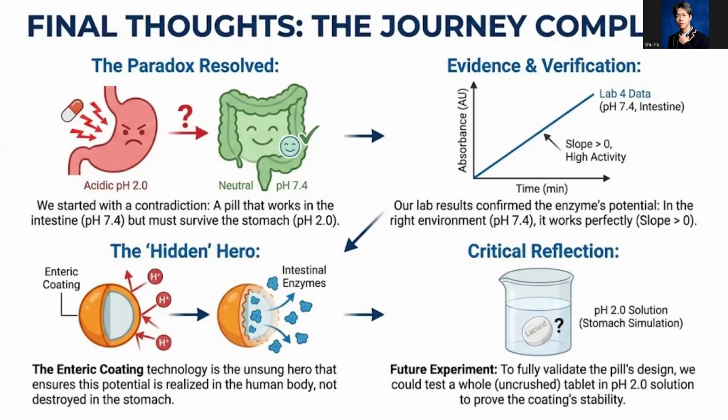A critical reflection could be this: if we wanted to fully validate the drug design in the future, we could run a new experiment, placing a whole uncrushed tablet in pH 2 acid. If the design is good, we would see zero activity, not because the enzyme is dead, but because the shield is holding. Thank you.